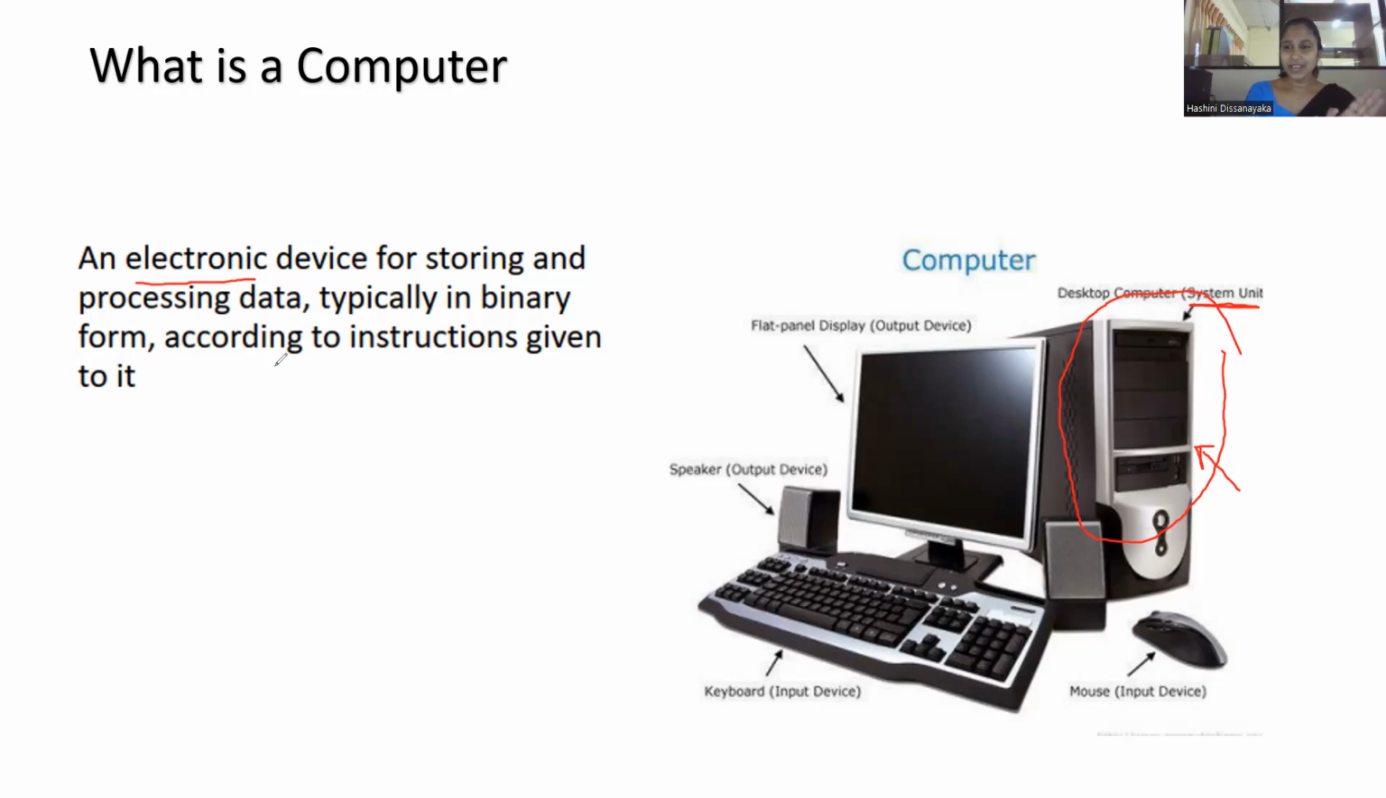Then if we want, we can use those storage devices for storing purposes. Otherwise, we can get the processed data as the output. It can be a soft copy, a sound, or a hard copy, using several output devices. I think that's enough regarding the introduction about the computer. So let's move on to the next slide.